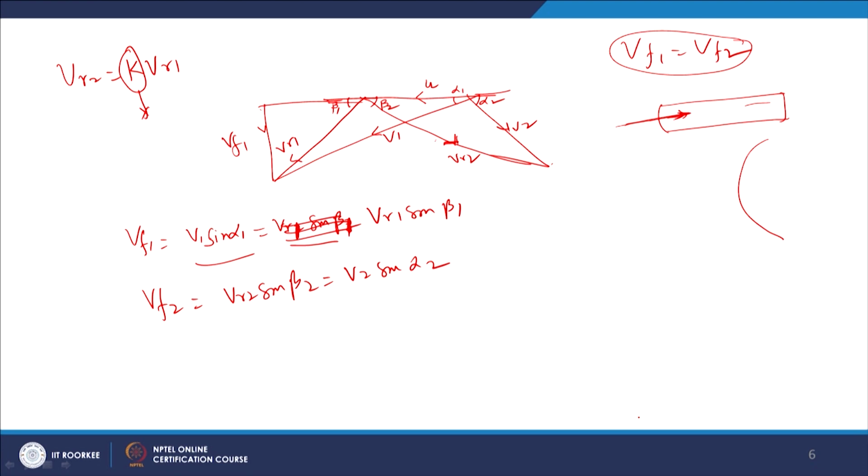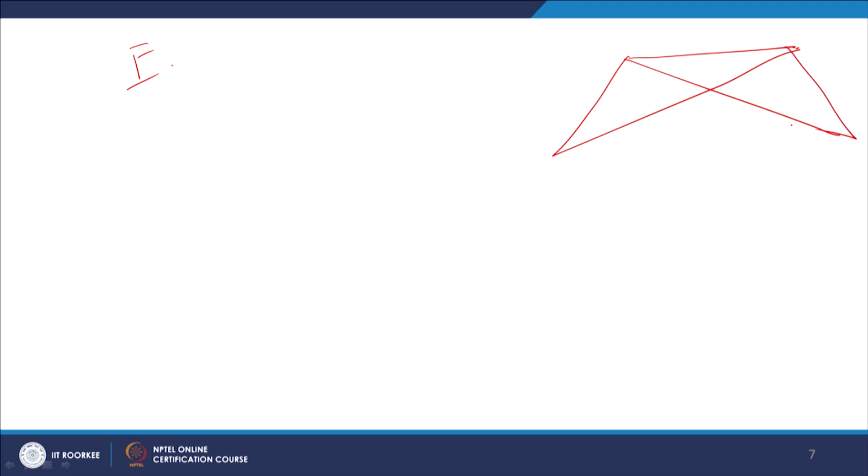Now, output of the turbine, force. How much force is being exerted? Now, force is change in momentum. Now, if you draw the velocity diagram on this side, this is V1, VR1, beta 1, beta 2, VR2, V2 and U.